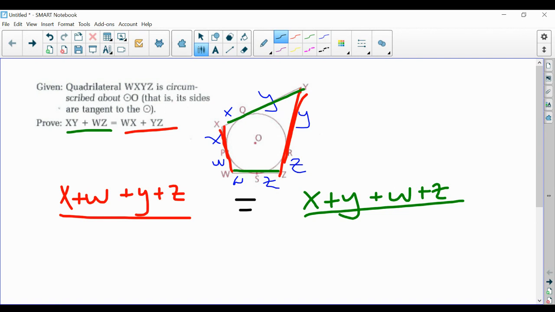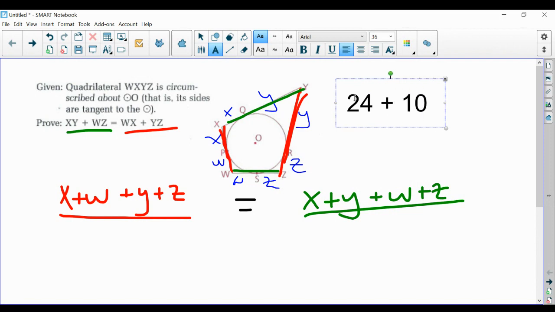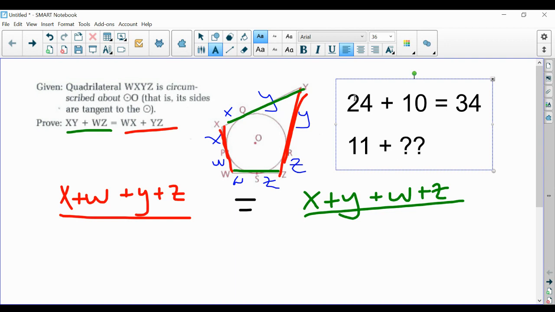So I don't know what those sums are. I don't know what any of the individual variables are, but I can see that the two things add up to the same number. So in number 10, I think you were given, like, this side up here was 24, and this was 10, and this side was 11. So 24 and 10 is 34, and that had to be equal to 11 plus your missing side. And that's why the missing side turned out to be 23.